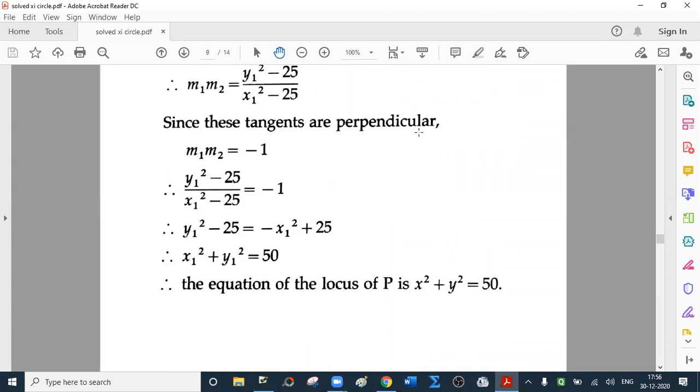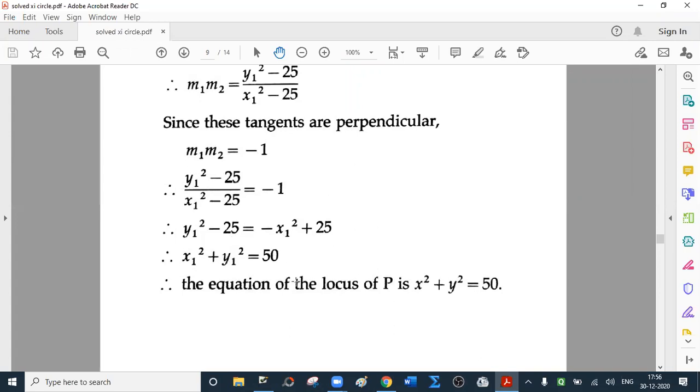Now, these are perpendicular. That is the requirement. So, the product of slopes is -1. Rearrange the terms. To get the equation of the locus, we replace x1 by x and y1 by y. So, the locus is x square plus y square equal to 50, which is again a circle.